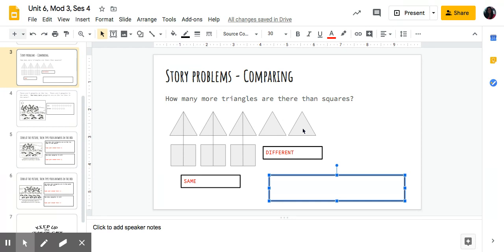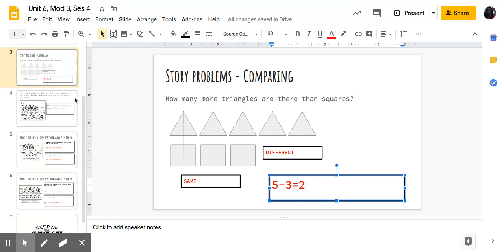So if I wanted to write an equation that matched this story problem, I'm going to start with my 5 triangles because 5 was the greater number. And I'm going to say 5 minus, because when I'm looking for the difference, I know I need to subtract. 5 minus my 3 squares. So I have 5 triangles, there's my 5, minus my 3 squares, there's my 3, equals 1, 2 triangles. 5 minus 3 equals 2. There are 2 more triangles than there are squares.